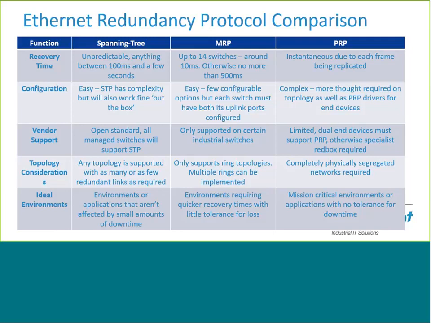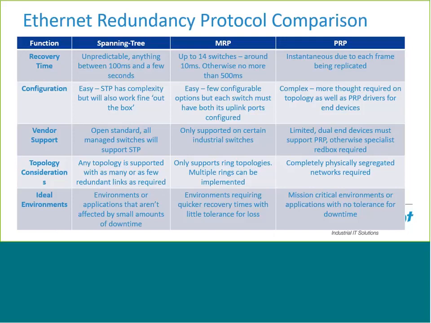Yeah, and I think this table here covers it nicely, and really it all comes down to the requirements you've got on the network. And I suppose you can categorize that into 5 different things. You've got your recovery time, and going from left to right, you've got spanning tree, which is unpredictable. It could be 100 milliseconds, it could be a few seconds. You've got MRP, which generally speaking is around 10 milliseconds, then you've got PRP, which is instantaneous. So, it all depends upon how sensitive your devices are.